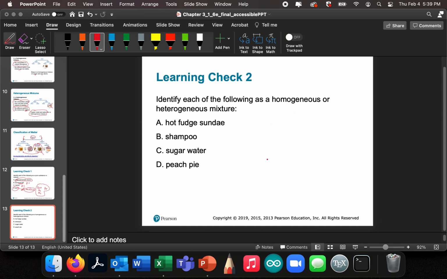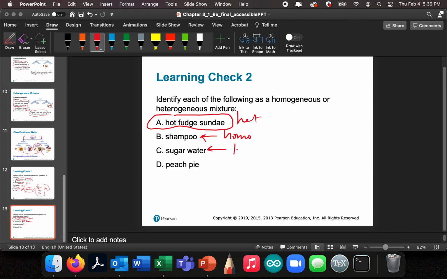Okay, so let me suppose that you paused the video, and I'm going to say that this is definitely heterogeneous, right? Got a banana, you got fudge, you got ice cream. That's definitely heterogeneous. Shampoo, I think it depends. If you see little flakes in it, right, or streaks of stuff in it, then it's heterogeneous. But I think most shampoo is homogeneous, okay? That is, no matter what sample you take, it's going to look the same.